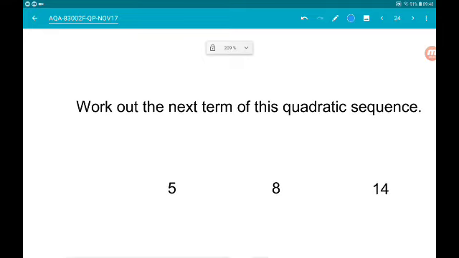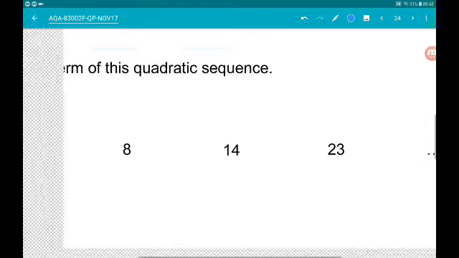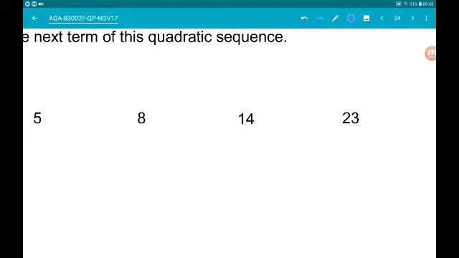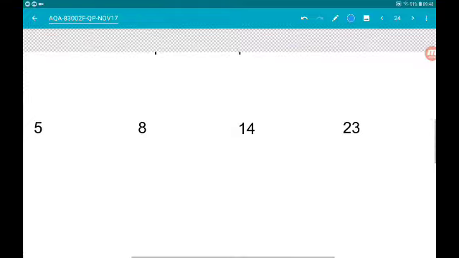28, work out the next term of the quadratic sequence. 5, 8, 14, 23. Okay, so you might not have come across quadratic sequences. They aren't really a foundation thing. As with any sequence, let's see if we can spot a pattern.